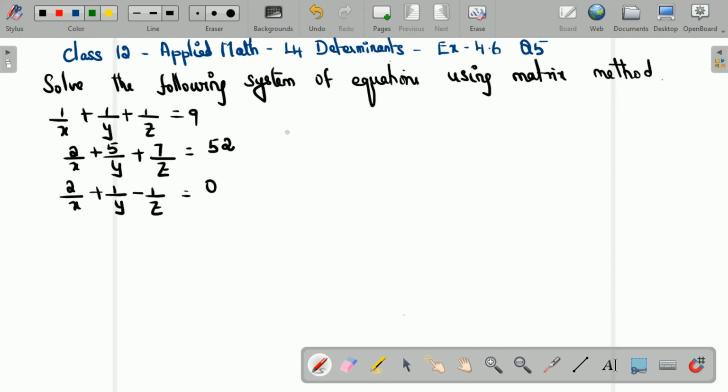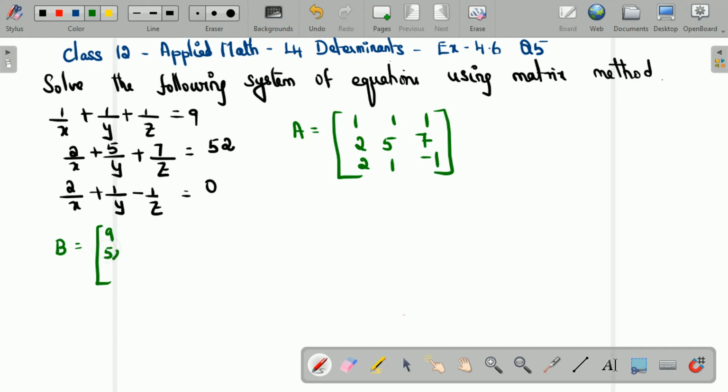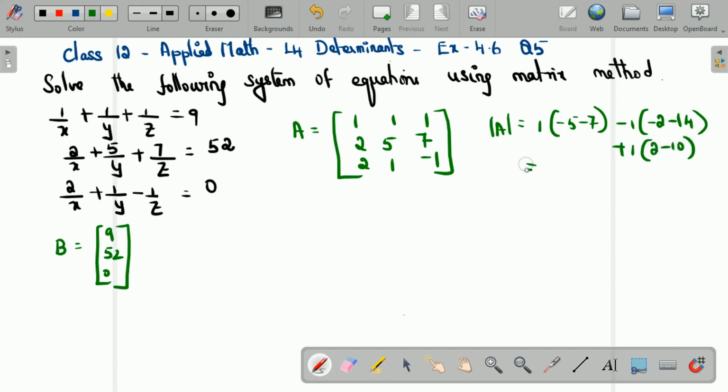So, first let's write out the coefficient matrix A. So, this is going to be equal to 1, 1, 1, 2, 5, 7, 2, 1, minus 1. And now for the constant matrix, B is going to be equal to 9, 52 and 0. So now let's compute the determinant of A. So determinant of A is 1 into minus 5 minus 7 minus 1 into minus 2 minus 14 plus 1 into 2 minus 10. So this is minus 12 plus 16 minus 8, which is equal to minus 4.